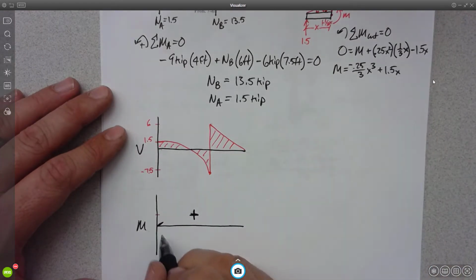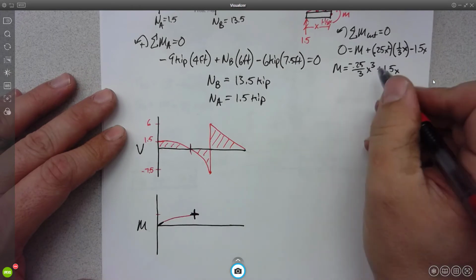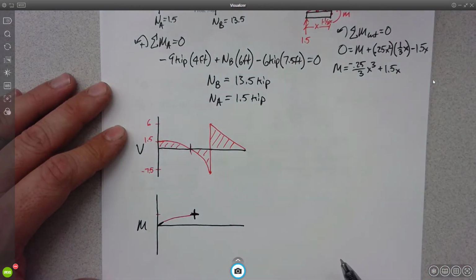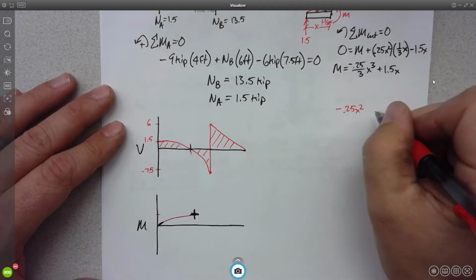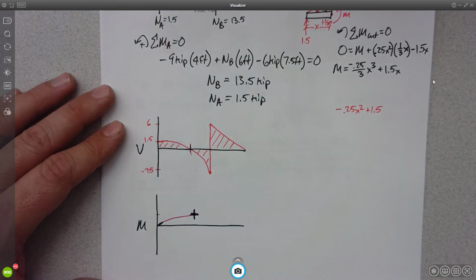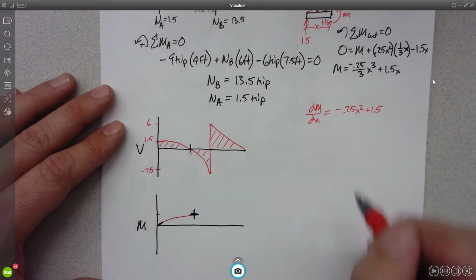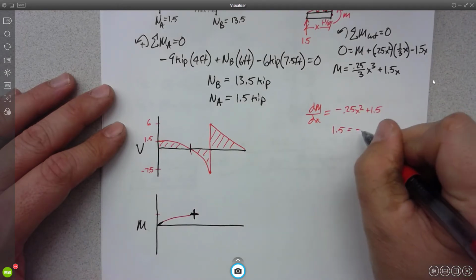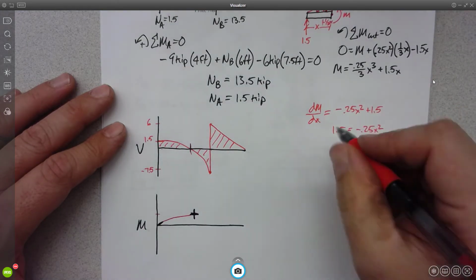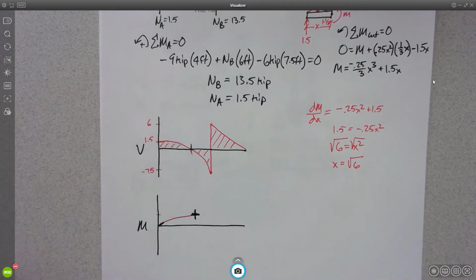So this is the equation for a curve that I'm saying does this. And it's important that I know where this point is. How can I figure that out? Well, this is the equation of the line. So if I take the derivative of it, that would give me the slope. So the slope of this is going to be negative 0.25 x squared plus 1.5. That's dm dx. So let's see when that equals 0. When x equals root 6.